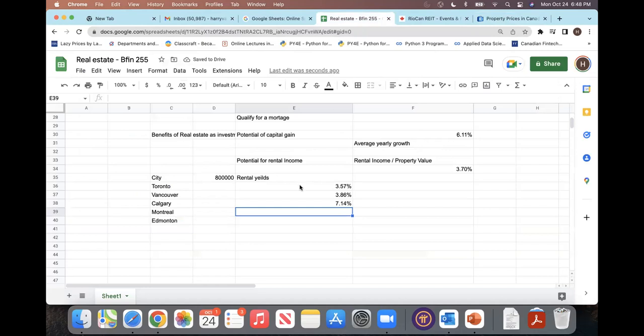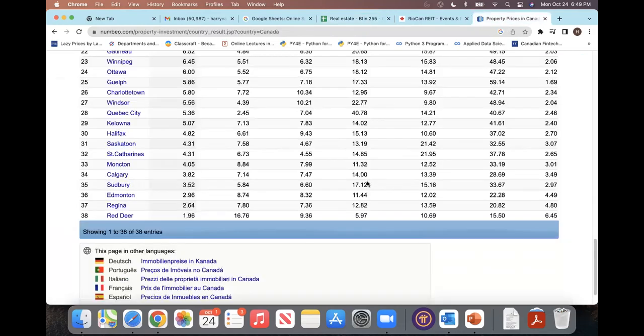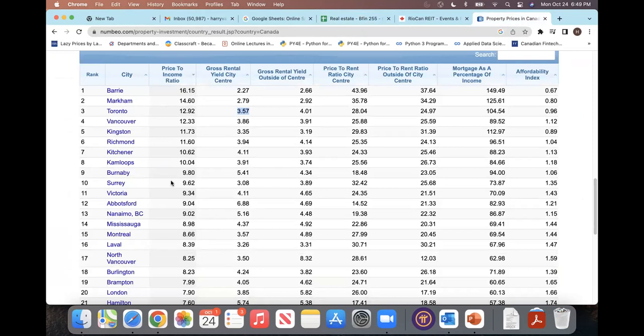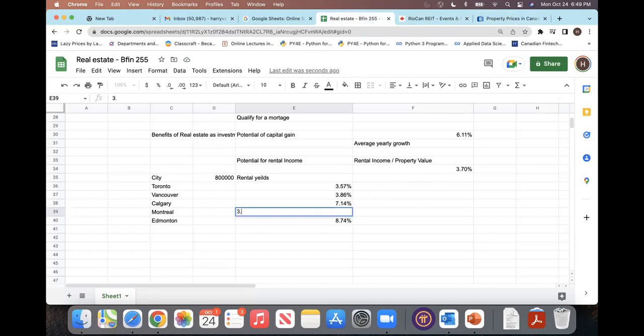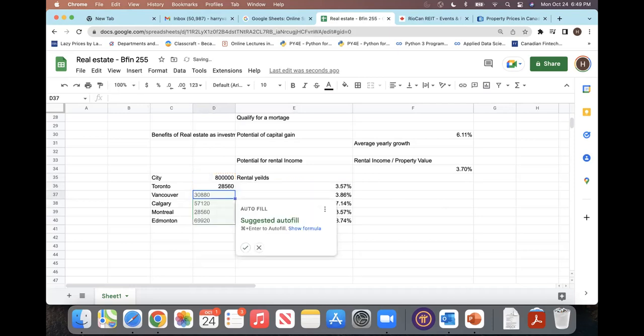Edmonton, 8.74%. And Montreal, 3.57%. So if you just multiply 800,000 with the rental yield, you will get how much annual gross rent you can get. Okay, so I'll just drag it down. So this is a big difference.